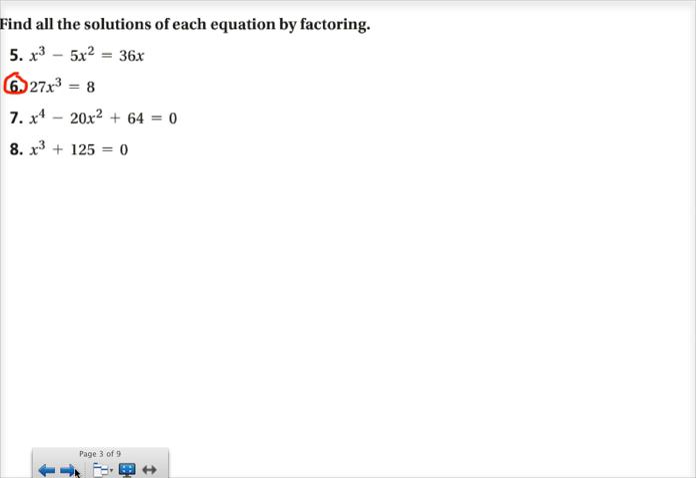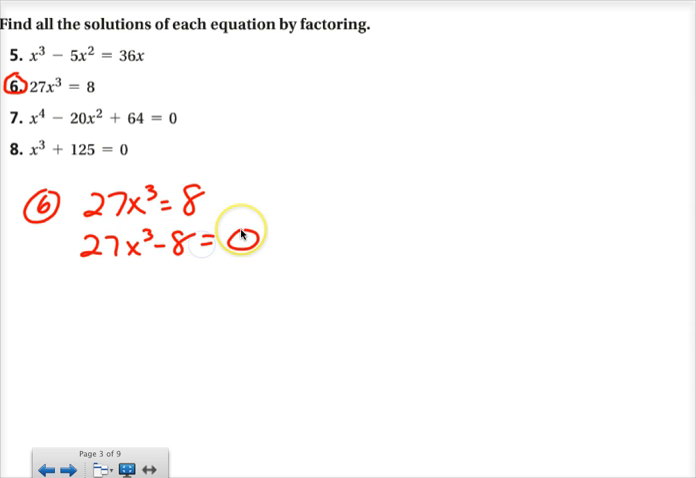Then number 6 says find all the solutions of each equation by factoring. So number 26 is 27x cubed equals 8. And before we can factor, we have to move everything over to one side, because when we're solving, we're trying to find the zeros. And then hopefully, you start thinking greatest common factor.